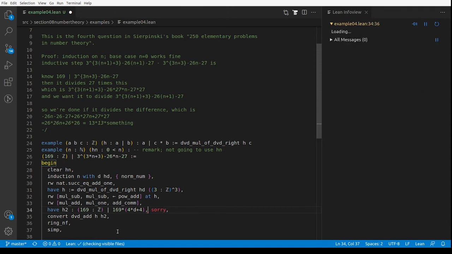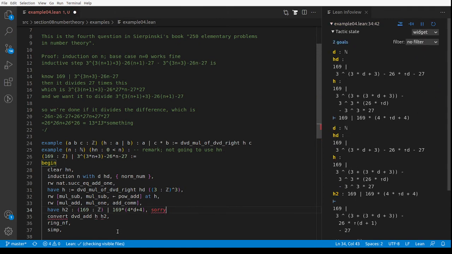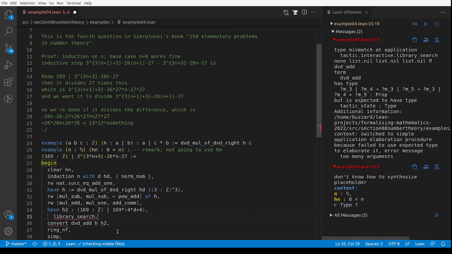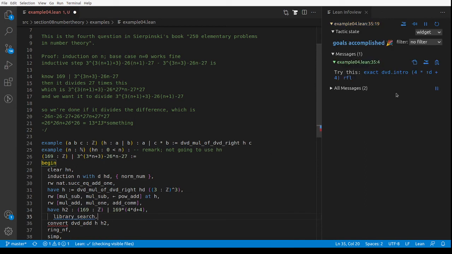There. And the proof of that we can probably do because, in fact, that will be in the library because it's 169 times something. So there we go.